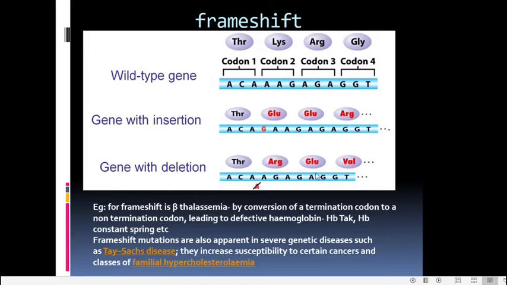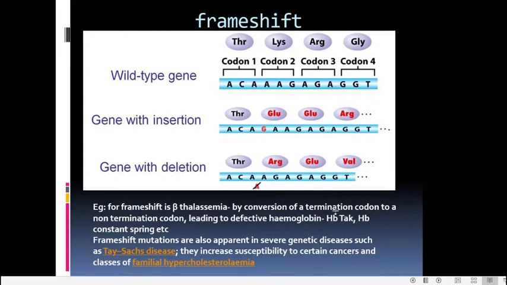The entire reading frame has been shifted, and the amino acids which are sequentially incorporated will be different, and there will be synthesis of a faulty protein. So such a type of mutation in which the reading frame of the gene changes is called a frame shift mutation. And we will come to a condition which arises in humans due to frame shift mutation, that is beta thalassemia.